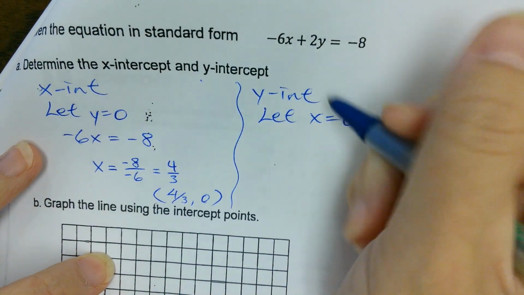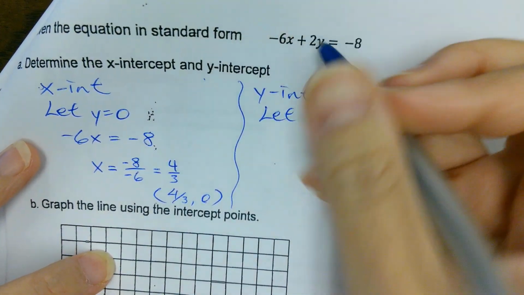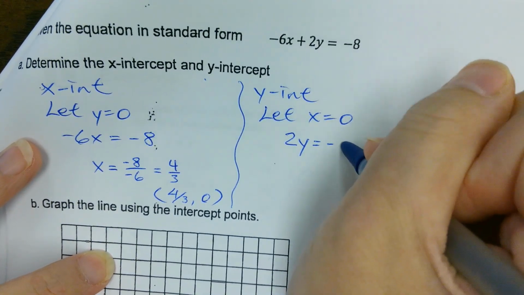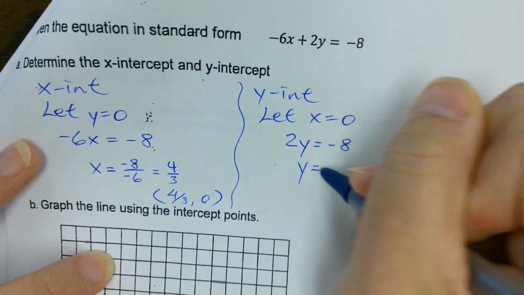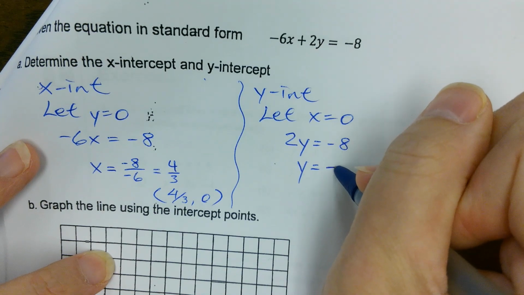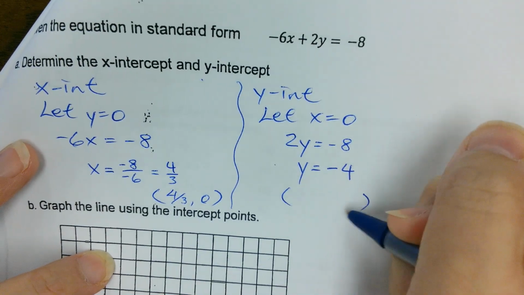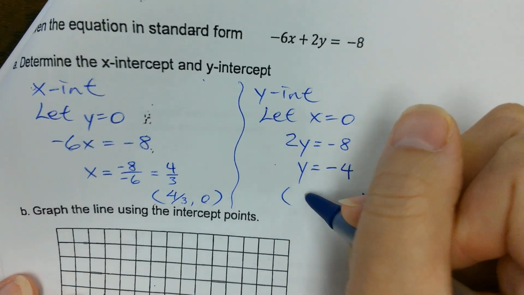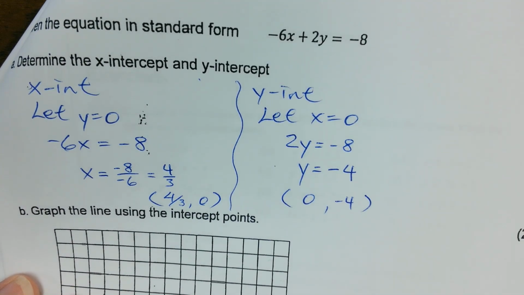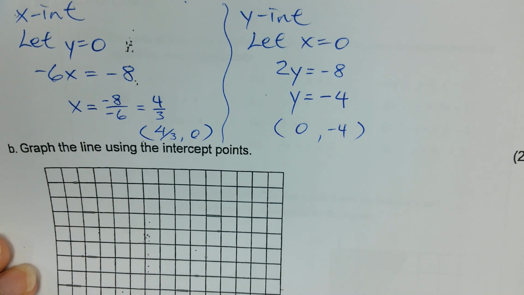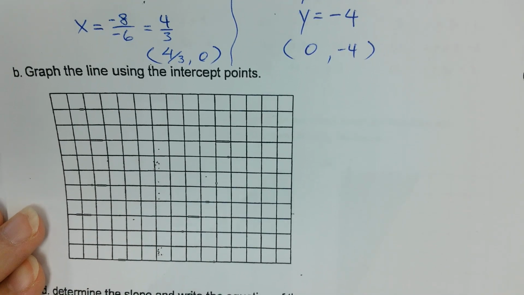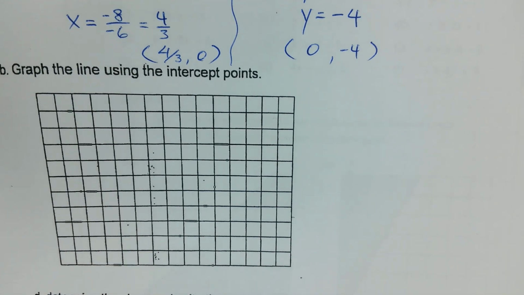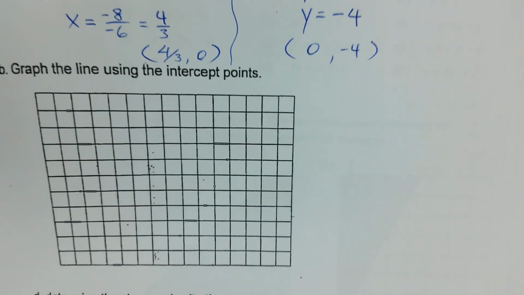Same thing on this side when x is 0. This term is gone, and you're left with 2y equals negative 8. When you divide, you get negative 8 divided by 2, negative 4. What's my coordinate here? 0, negative 4. Good. Graph the line using the intercepts. Okay, let's graph it really fast.